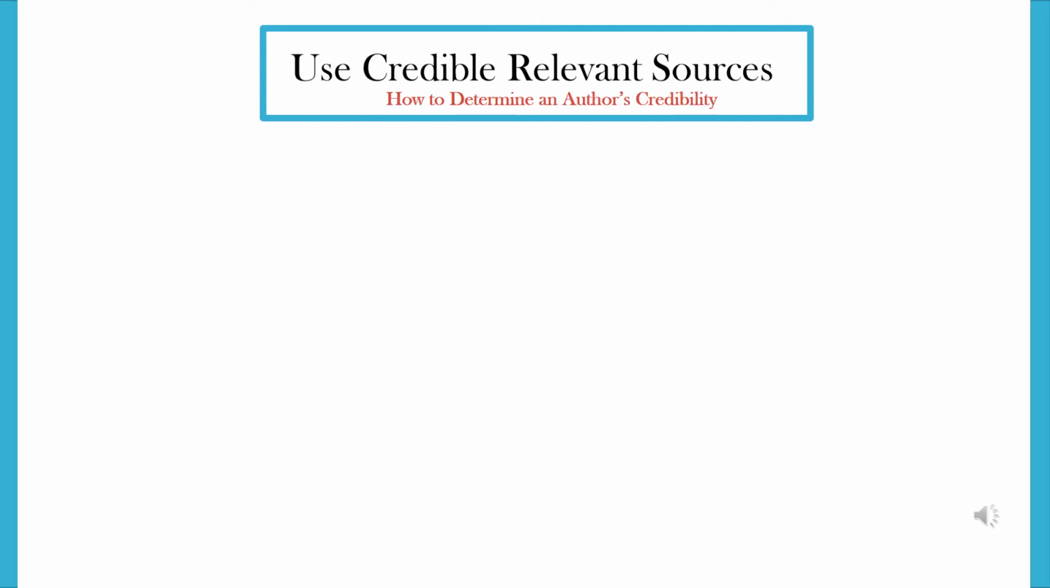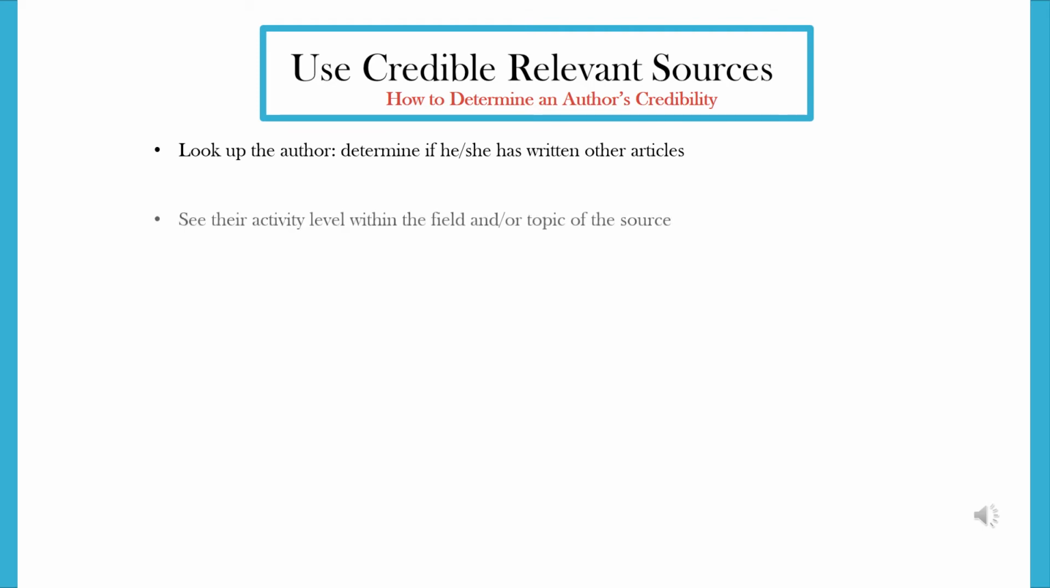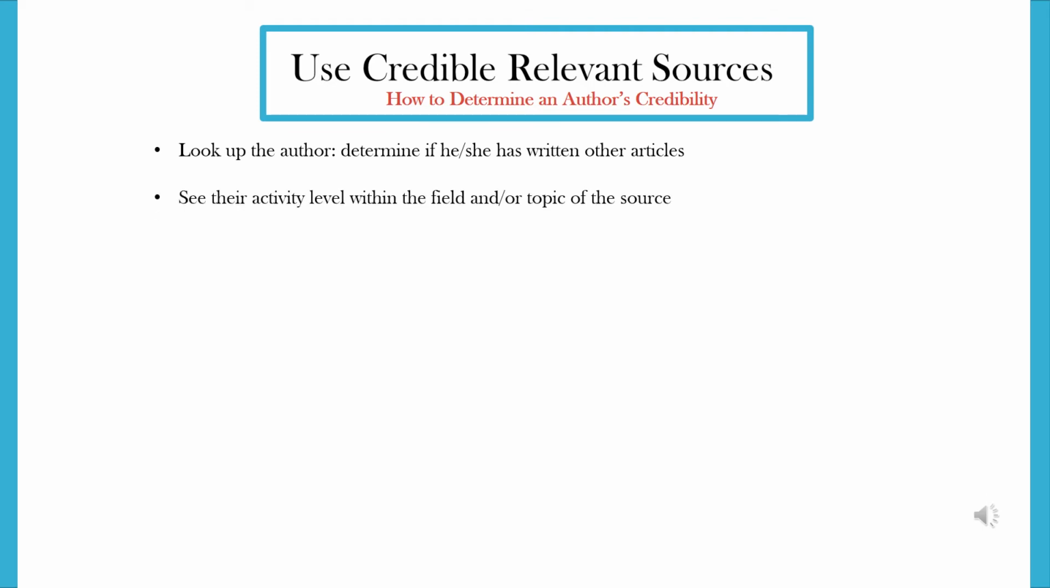So how exactly do you determine an author's credibility? Well, first you can look up the author, determine if he or she has written any other articles. You can also see his or her activity level within the field and the topic of the source. And you can find an institution or company which supports his or her research.